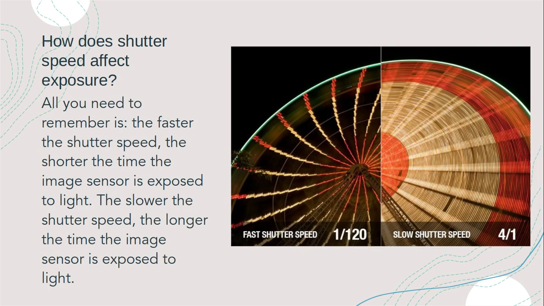And how does it affect exposure? So all you need to remember is the faster the shutter speed, the shorter time the image sensor is exposed to light. The slower it is, the longer time the image sensor is exposed to light.